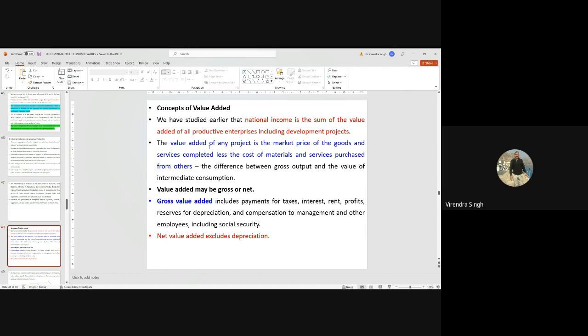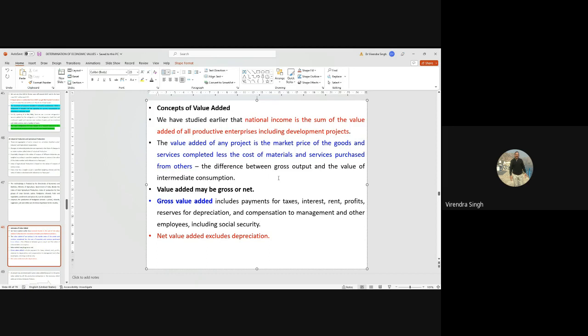Concept of value added. We have studied earlier that national income is the sum of the value added of all productive enterprises, including development projects. The value added of any project is the market price of the goods and services completed less the cost of material and services purchased from others. That is the difference between the gross output and the value of intermediate goods consumed.